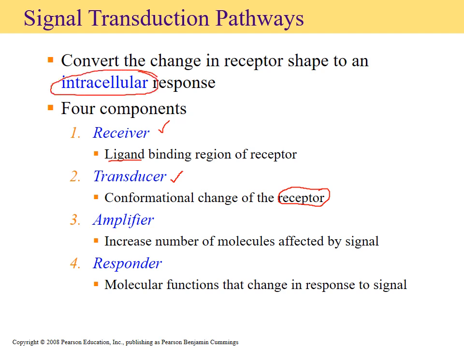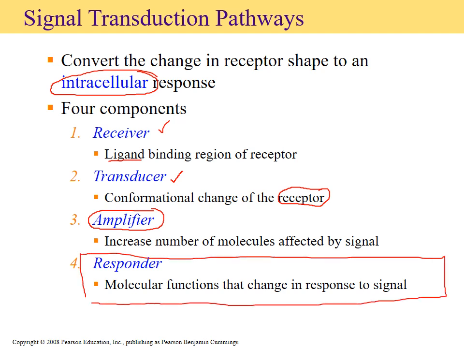And when the transducer section is activated, that means that we're able to get an intracellular response. So we're now activating the insides of the target cell. And by doing so, it will also cause an amplification to occur. Amplification means that I'm activating lots of maybe secondary messengers, thereby increasing the number of molecules that are involved. And last but not least, I will get my response. So I will get the molecular function, the changes or the secretion that I desire based on the hormone that was released.